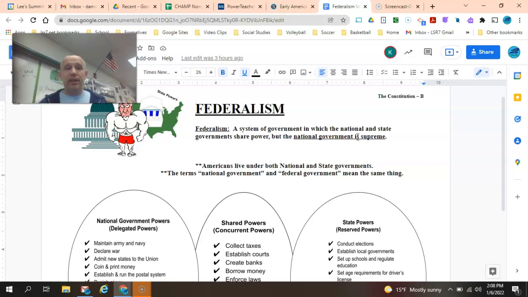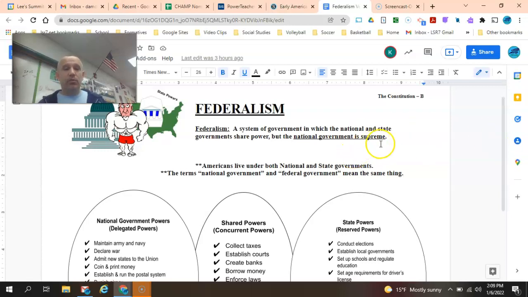Under the Articles of Confederation, we had a confederacy, which is a system of government where national and state governments share power, but the states were more powerful. And that clearly did not work for the United States. So we switched to a federal system.